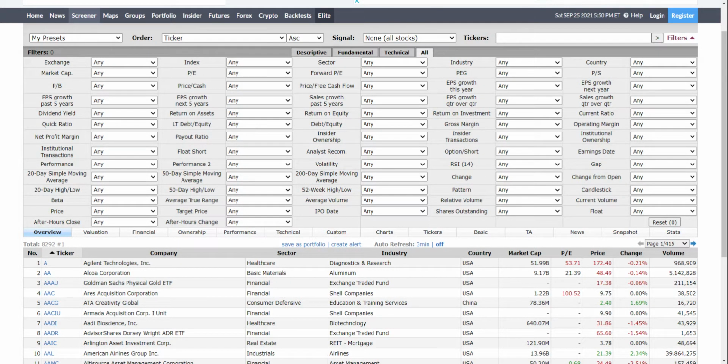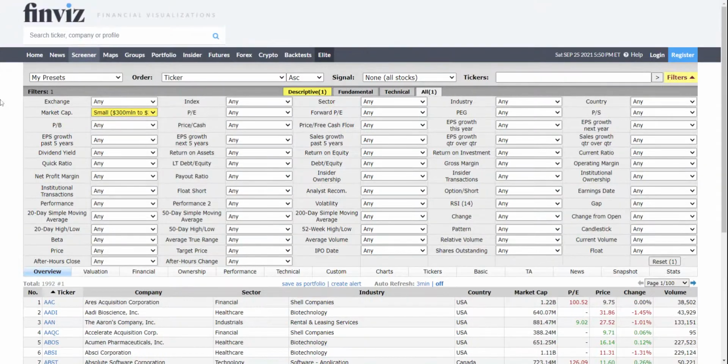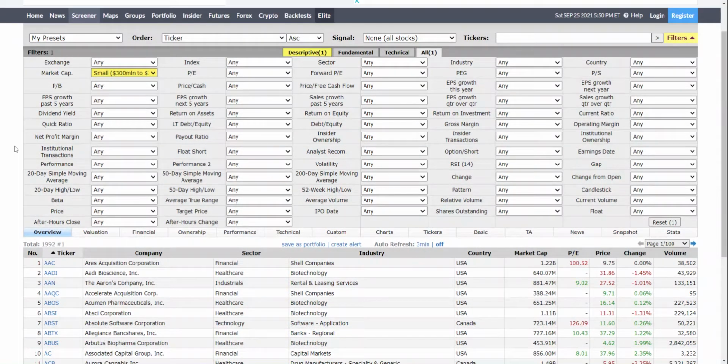The first thing will be the market capitalization, and you can find it right here. It equals the total dollar market value of all of a company's outstanding shares. What we want to fill in with this filter is small, from $300 million to 2 billion, just like that. These are the stocks that we're going to be trading. We're left with literally about 2,000 stocks.